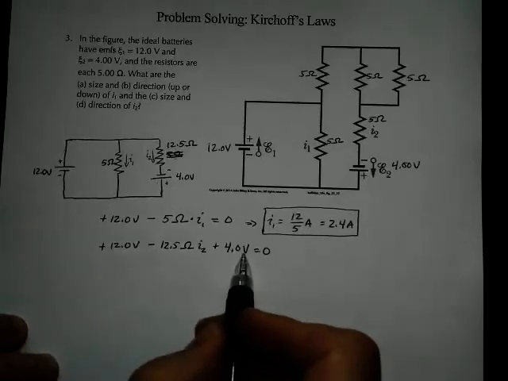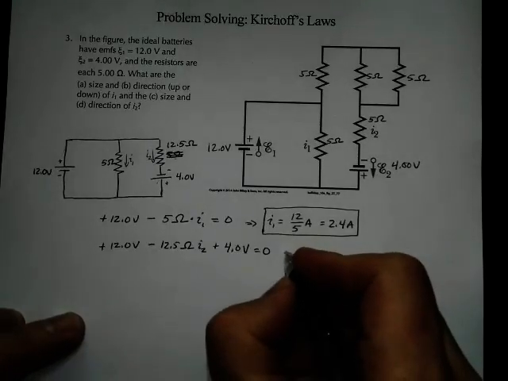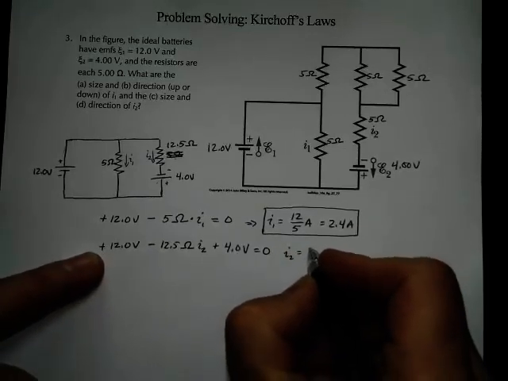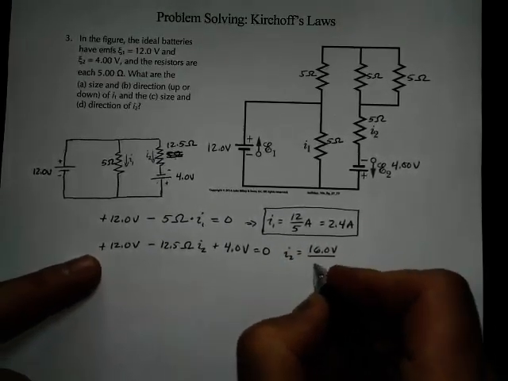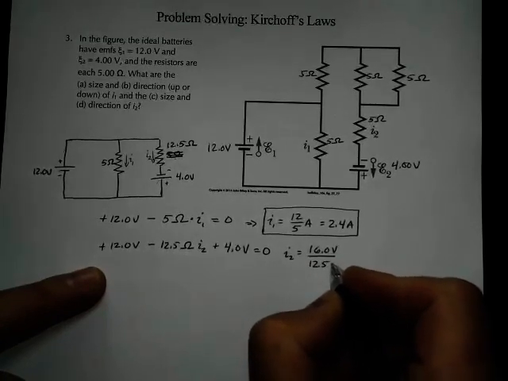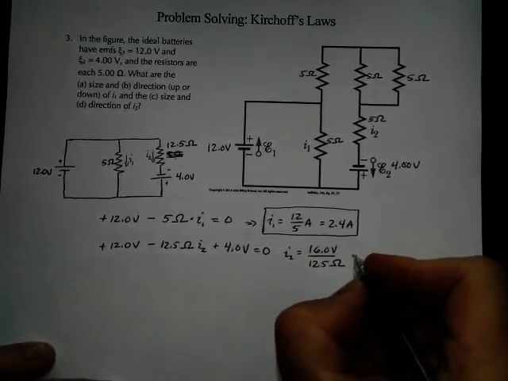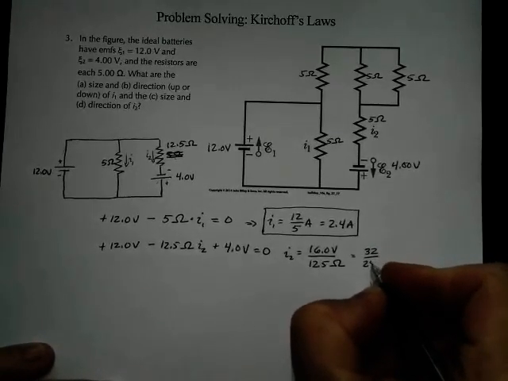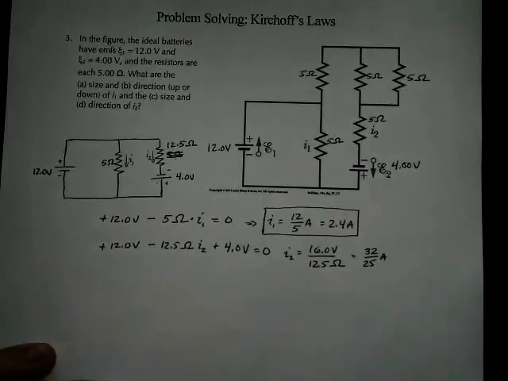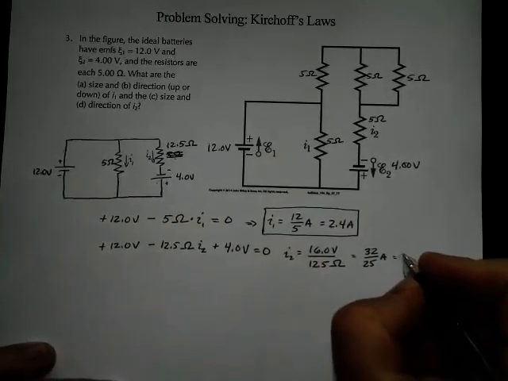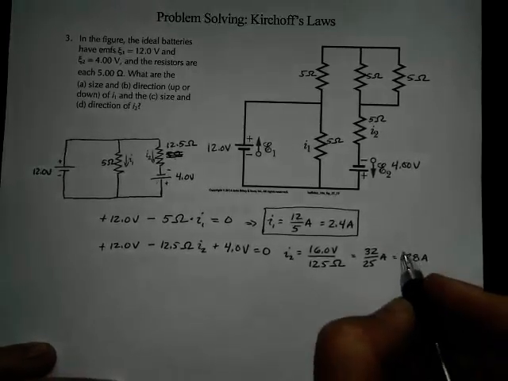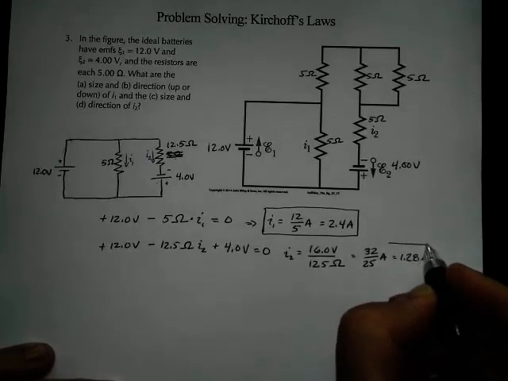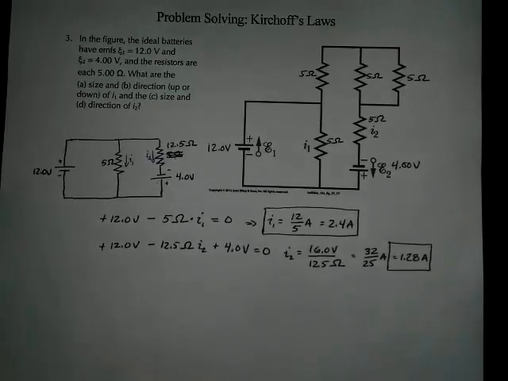Again, one equation, one unknown, I can solve for I2 pretty directly. I2 is going to equal 16 volts divided by 12.5 ohms. So fractionally, that would be 32/25 of an amp, or if you prefer, 1.28 amps. And notice we did this without having to put a whole bunch of equations together. So this is the end of the example problems for problem solving for Kirchhoff's laws. As always, if you find an error in my solutions, I appreciate you letting me know about that. Thanks.